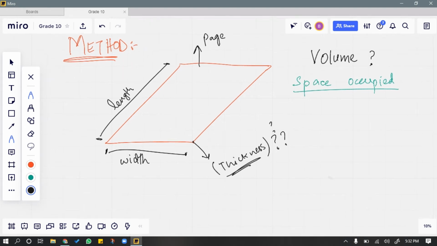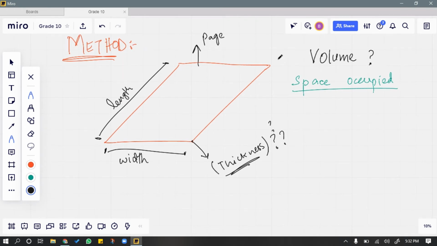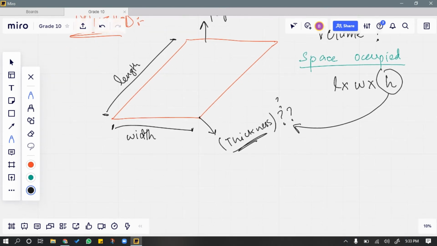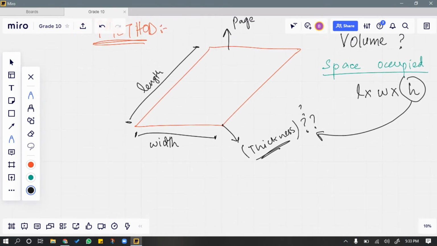So in this scenario, for finding the volume, it is just length times width times height. But height we cannot find with the help of a meter ruler. We cannot use any scale for finding the thickness of a page because it is way too thin for measuring with a meter ruler. So in this case, what is our option? There comes a method which is known as displacement.